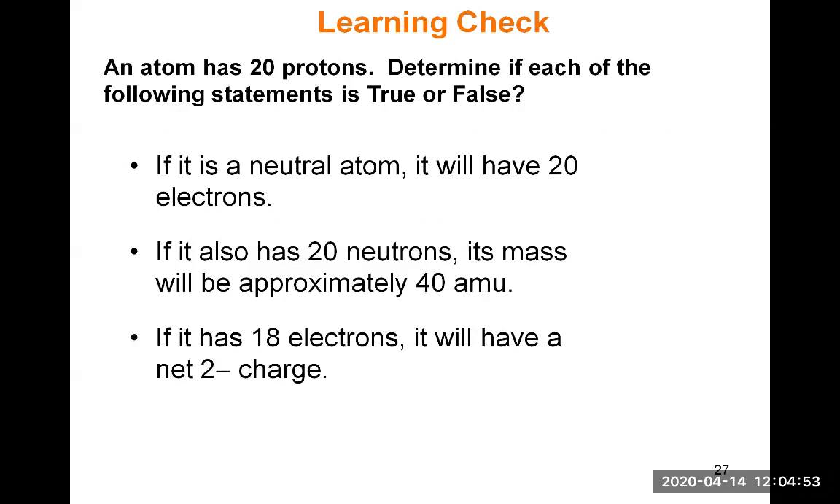Knowing that it has 20 protons, is it true or false? Here it is true, because we said that for something to be neutral, you need as many positive charges as you have negative charges. And here 20 protons will mean 20 positive charges. And if we have 20 electrons, which means 20 negative charges, they will cancel each other out. And the atom will be neutral.